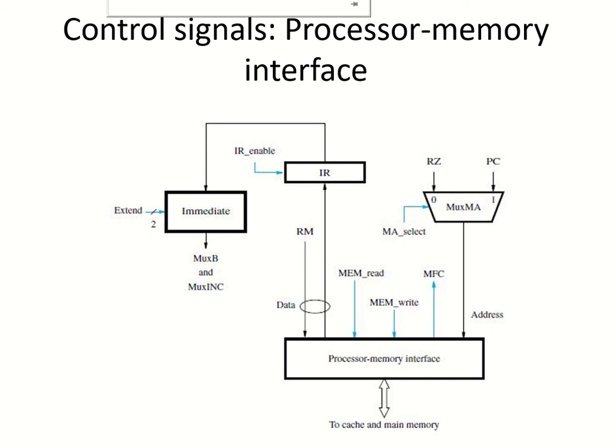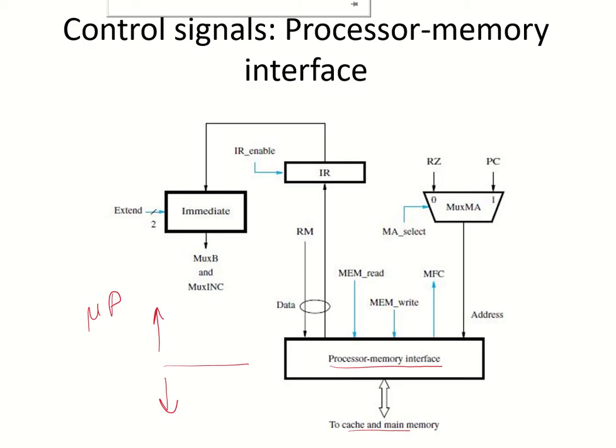In this lesson, we look at the control signals of the processor memory interface. So here is the processor memory interface, which is between the microprocessor and the path to the cache and the main memory. So this is the interconnect between the two units.